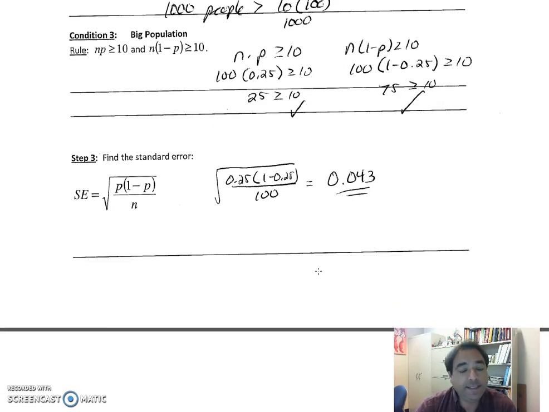Then we find our SE. Our SE is the square root of 0.25 times parenthesis 1 minus 0.25 close parenthesis, over 100. Please practice this.